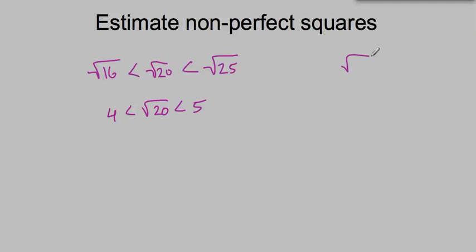So if we had, let's say, the square root of 43, what's the perfect square one below? Well, it would be the square root of 36, and one above would be the square root of 49. So we know that 6 is less than the square root of 43, and that is less than 7. So the square root of 43 is somewhere between 6 and 7.